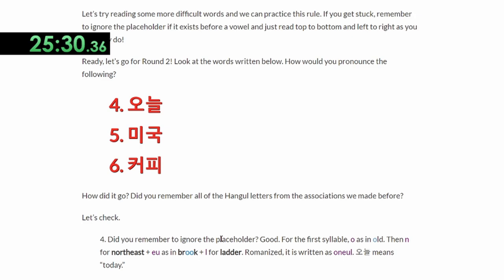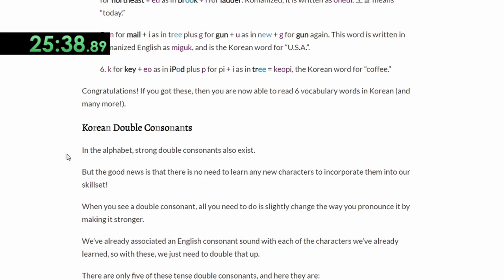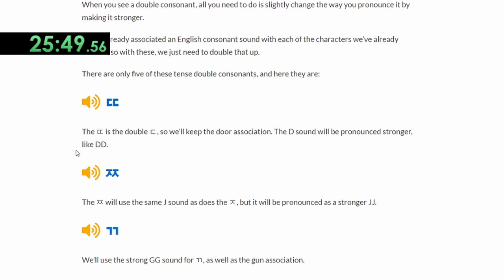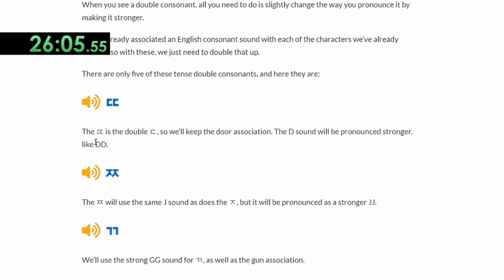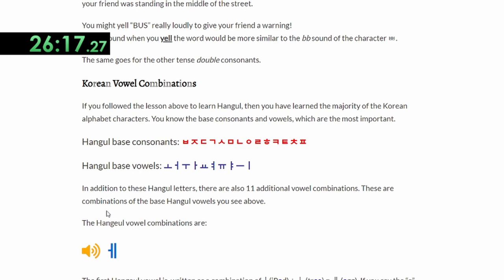Okay, Korean double consonants. In the alphabet, strong double consonants also exist, but the good news is that there is no need to learn any new characters to incorporate them into the skill set. Oh, okay, there were more consonants than what I was counting. It's because the consonants are sometimes used twice together, and it makes the same sound, just pronounced stronger. Okay, that makes sense. So the two D's together would be D-D. Okay, so now you're supposed to know all of these.